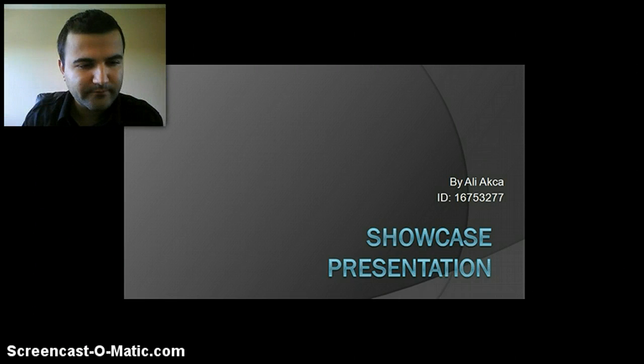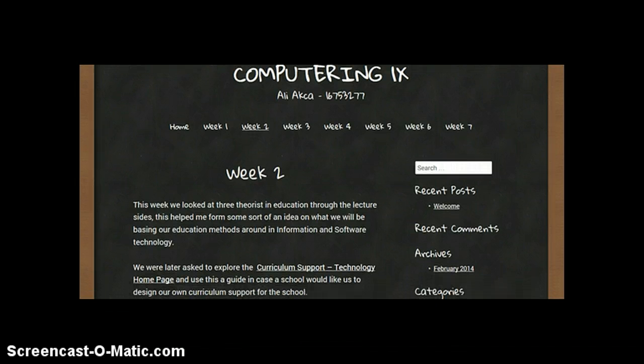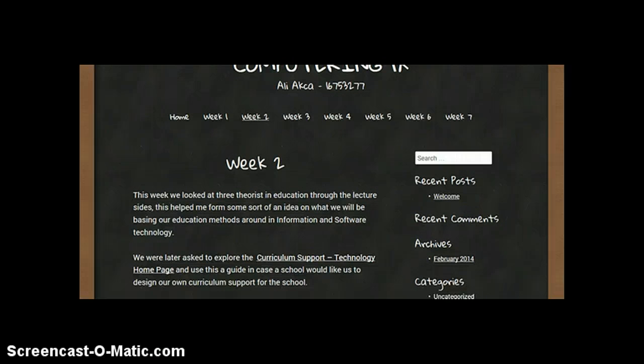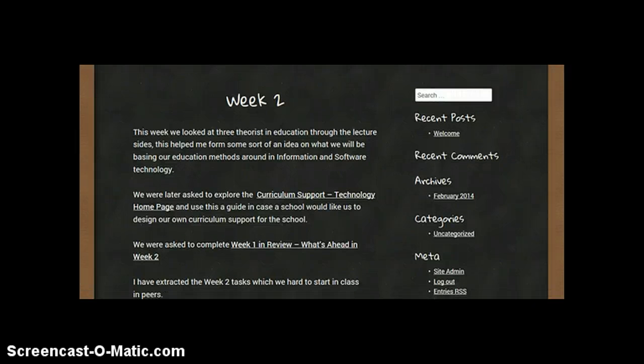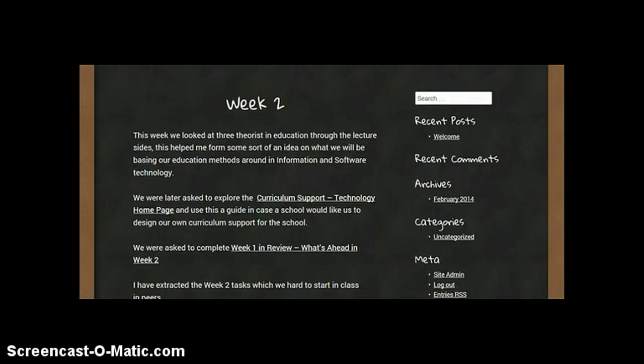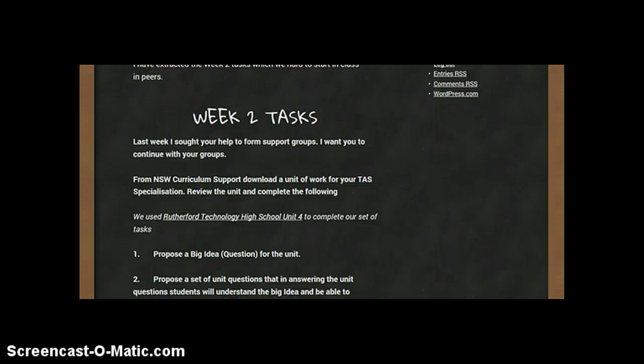Week 2. During week 2, we looked at 3 theorists in education through the lecture slides. This helped me form some idea of what we will be basing our education methods around in Information and Software Technology. We were later asked to explore the Curriculum Support Technology homepage and use this as a guide in case the school would like us to design our own curriculum support for the school. We used Rutherford Technology High School Unit 4 to complete our set of tasks.